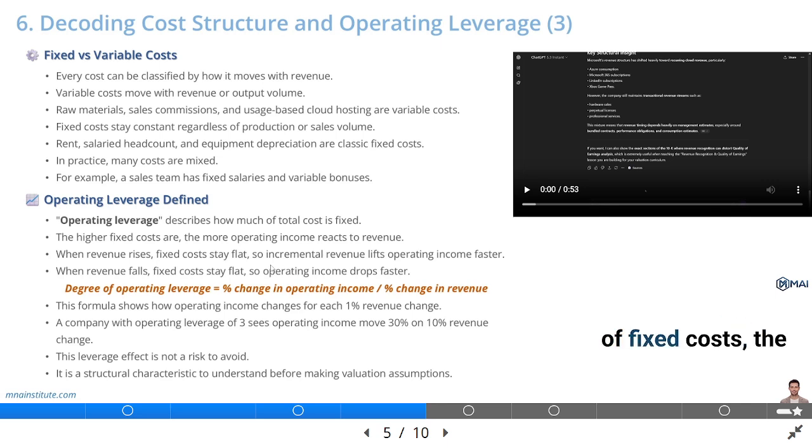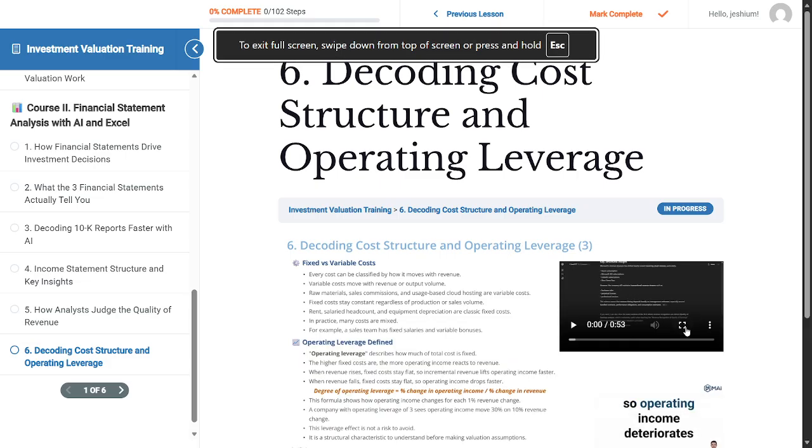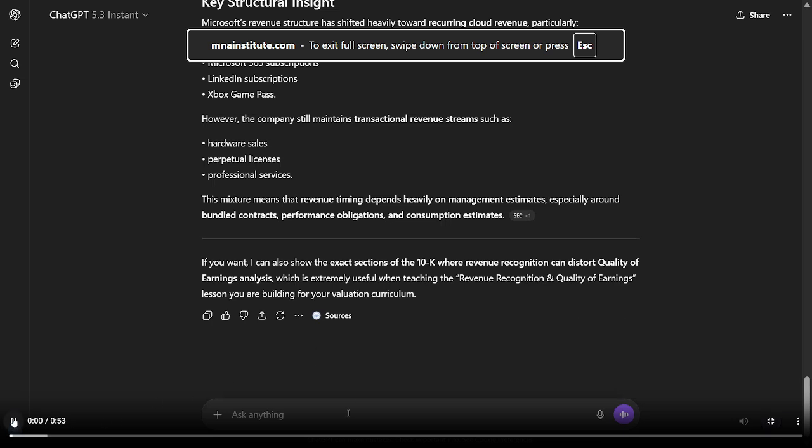The higher the proportion of fixed costs, the more sensitive operating income is to changes in revenue. When revenue rises, fixed costs stay flat, so each additional dollar of revenue flows to operating income at a higher rate. When revenue falls, fixed costs do not compress, so operating income deteriorates faster than revenue declines.